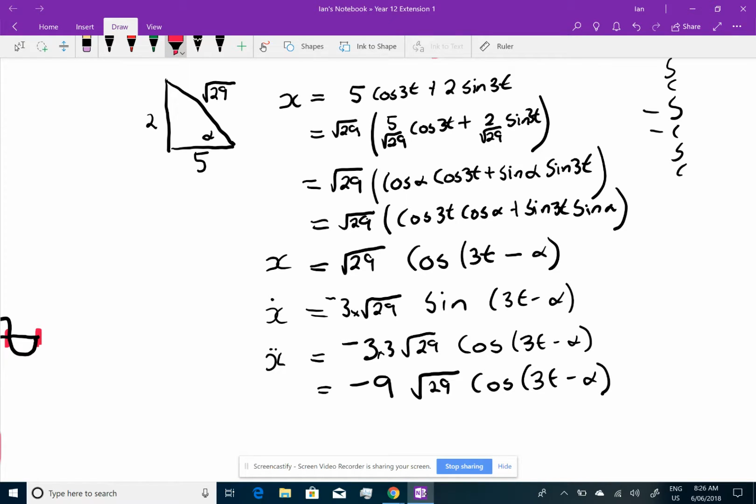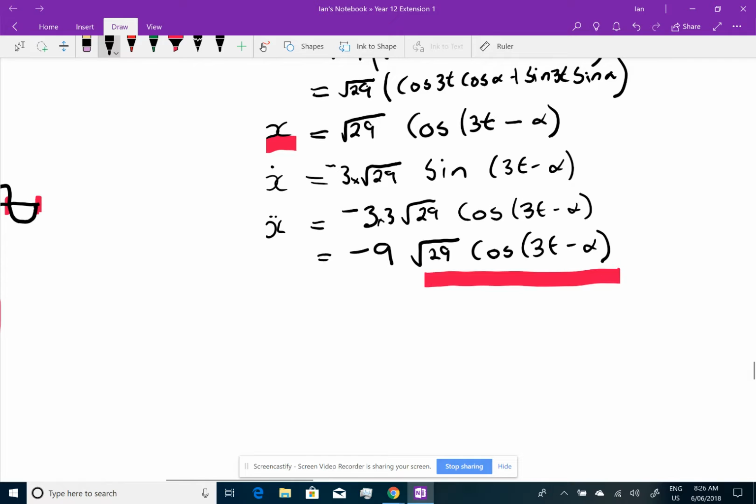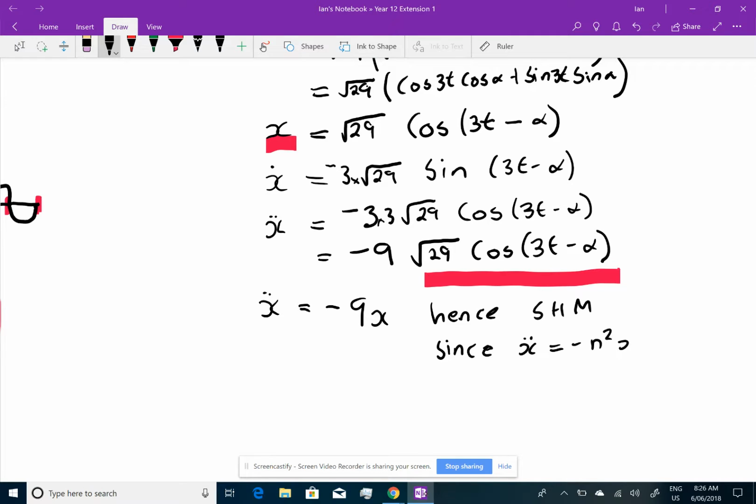And look at this. That's what x is. So acceleration equals minus 9x, hence simple harmonic motion, because it's in that differential equation. And straight away we know what the period is. The period is 2 pi on the square root of 9, which is 3.